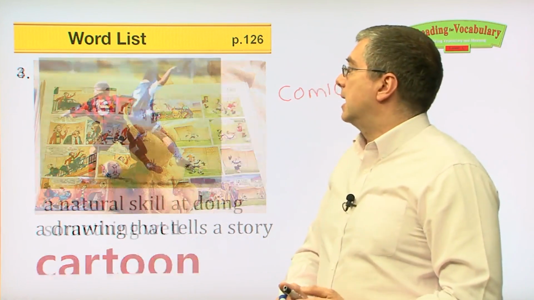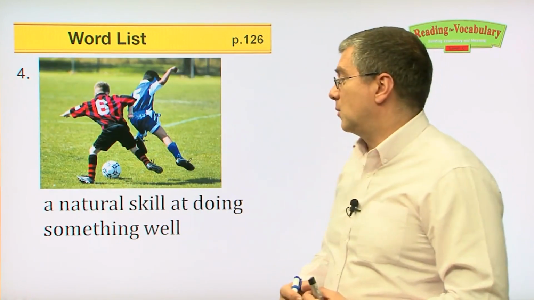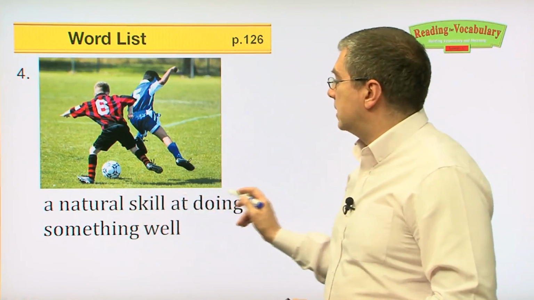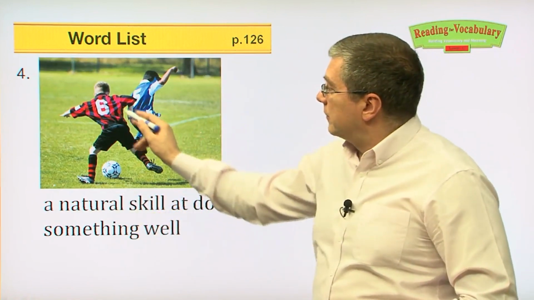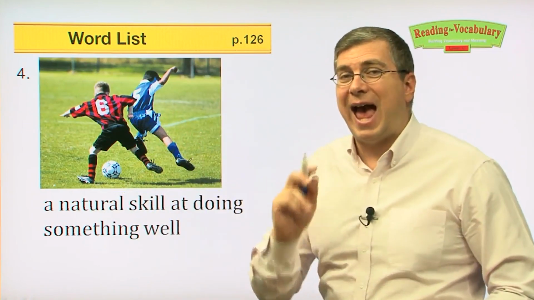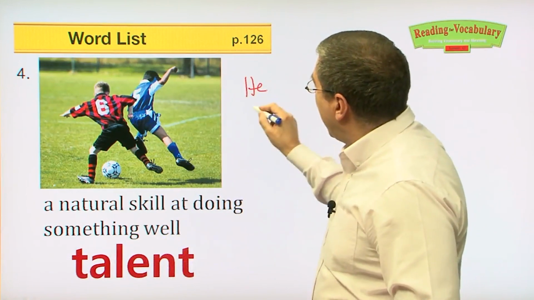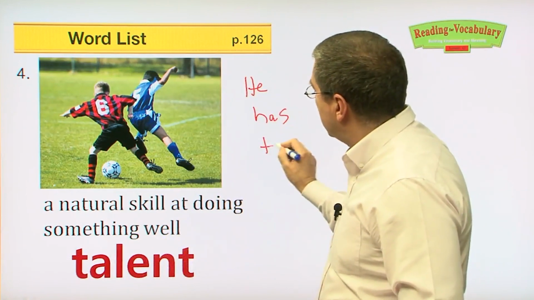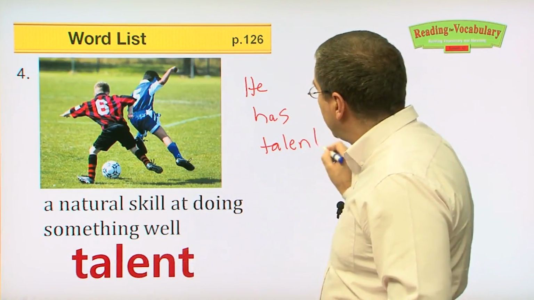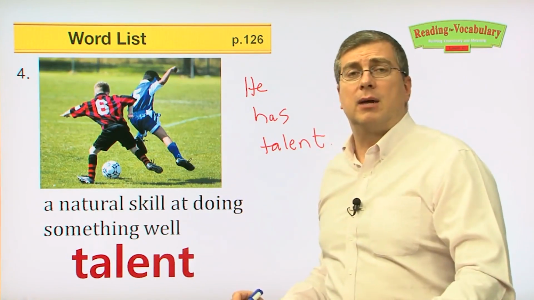Okay? Next one. They're playing soccer or football, depending where you are. A natural skill at doing something well. So if this boy is very good at playing soccer, he has talent. He has talent. Do you have talent? Of course you do. You're good at doing something, I'm sure.